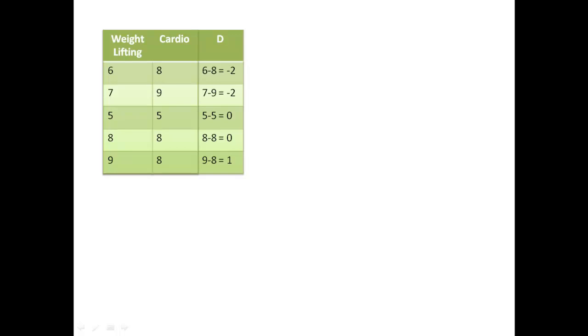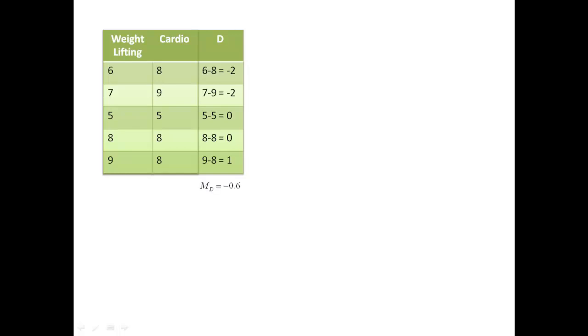So if you're doing weightlifting minus cardio, you need to do weightlifting minus cardio for every single person. Or if you're doing cardio minus weightlifting, you do cardio minus weightlifting for every single person. You can't switch back and forth and sometimes do weightlifting minus cardio and sometimes cardio minus weightlifting. So you can see the way I calculate a D-score is I always do the left column minus the right column. And so now those are our D-scores.